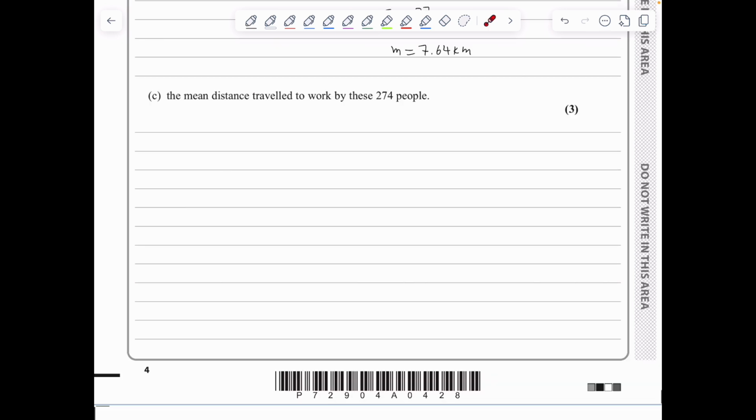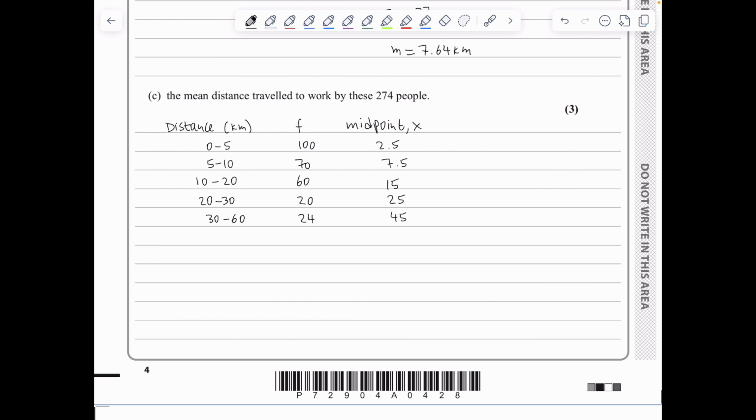And in part C, we need to find the mean distance traveled to work by these 274 people. Here are the classes and the corresponding frequencies. I'll be adding an extra column for the midpoint, which I will call X. Well, the midpoint of the 0 to 5 class is 2.5. I'm doing 0 plus 5 over 2. Then it's 7.5. Then it's 15. Then it's 25. And then it's 45.